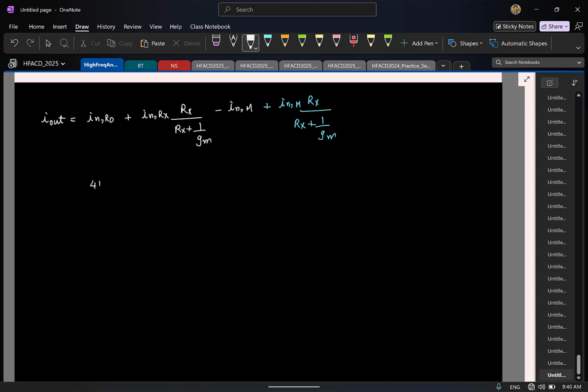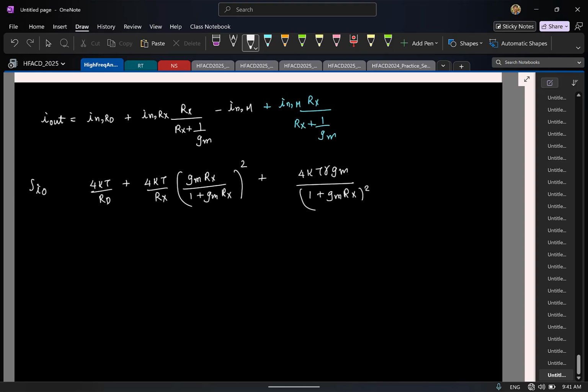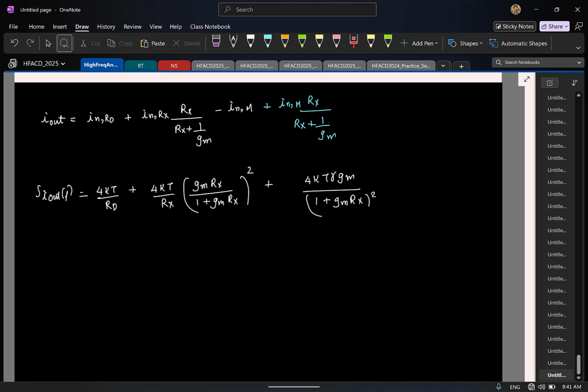So the power spectral density will be 4kT/Rd plus, I think this should be 4kT/Rx times (GmRx/(1+GmRx))², plus 4kTγGm/(1+GmRx)². This is my S_i(f). I've just simplified and written it. Don't worry about this, you can do it. Now I've just found the noise in the actual circuit.